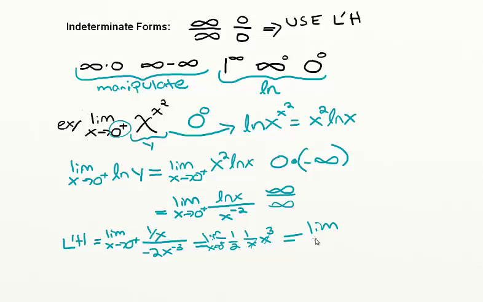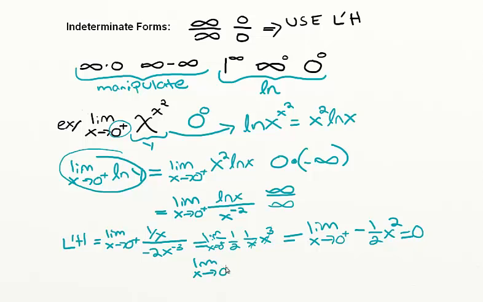So we'll get the limit as x approaches 0 of negative 1/2 x squared. And when we plug in 0 there, we get 0. Now notice that was only the limit of the natural log of what we wanted. So for the actual limit of y, which was our original function, x to the x squared, we need to raise our answer in an exponential form. So now we get 1. And that's going to be our final answer for the limit using L'Hopital's rule.